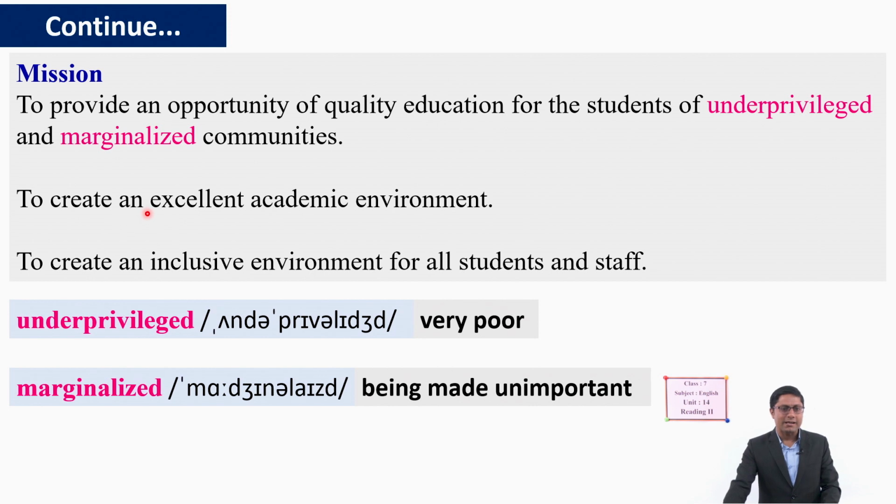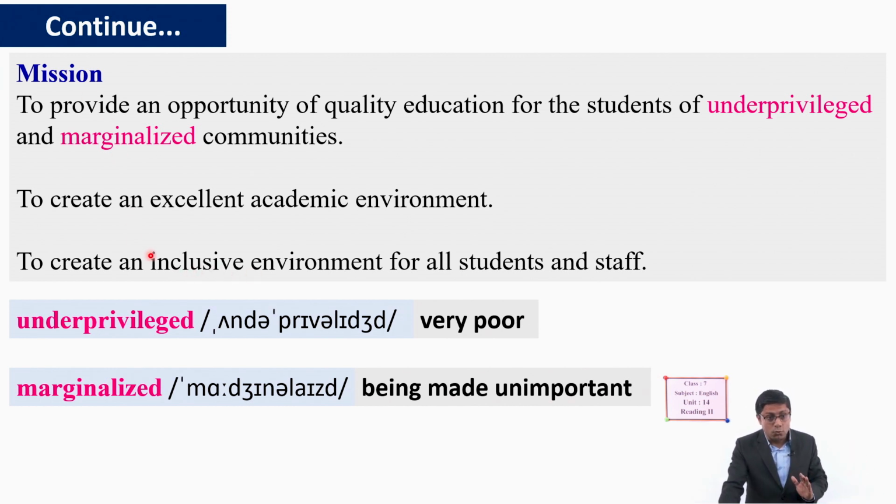Next is to create means make an excellent means very good academic environment, we have already discussed. The environment related to education means they will create very good environment for learning, okay, that is their goal. Similarly, next to create an inclusive environment for all students and staff. So, see there to make an inclusive means there will not be any kind of biasness, okay. So, all types of students whether rich or poor, whether girls or boys, all will get the chance to learn. Even in case of staff also there will be inclusive environment, there will not be any kind of biasness, okay, that is inclusive environment.